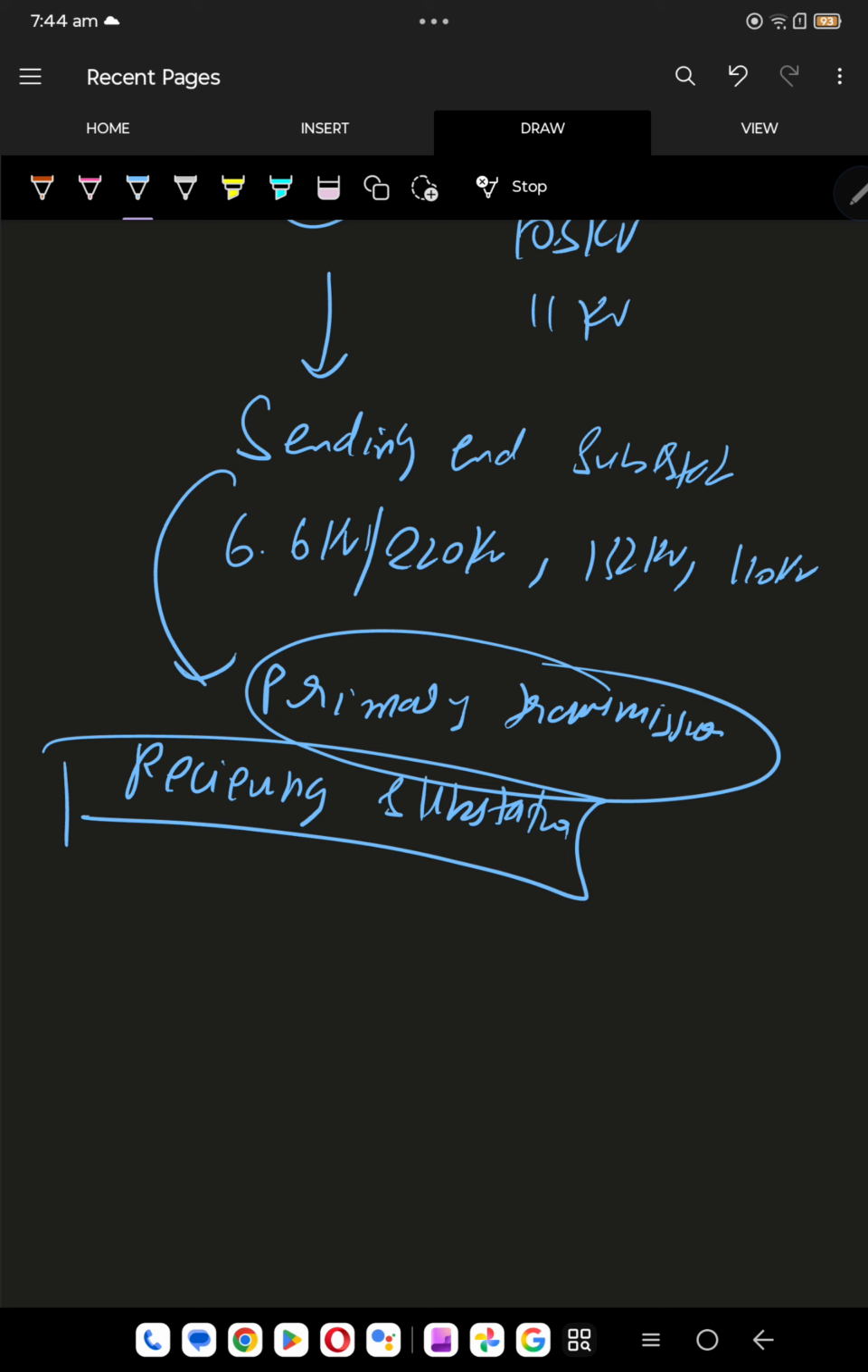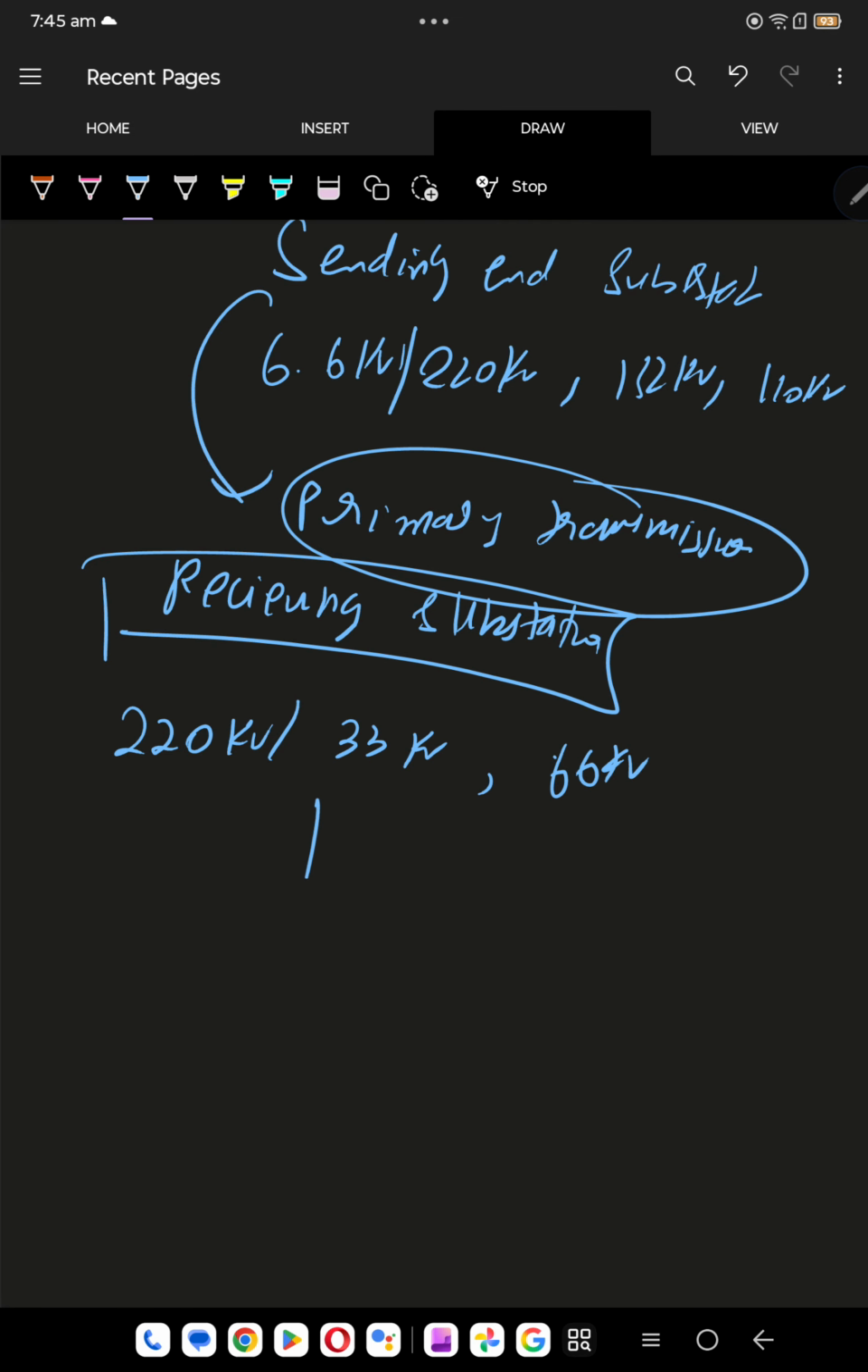Here a step down transformer is used. Whatever 220 kilovolt is there, it becomes 33 kilovolt. It is not becoming less from 220 to 33 directly; 33 kilovolt or even up to say 66 kilovolt it can come. After the receiving substation, this is going to go through secondary transmission and it's going to reach the secondary substation.